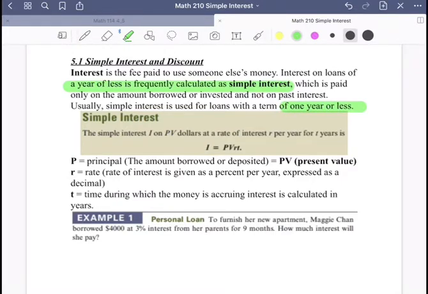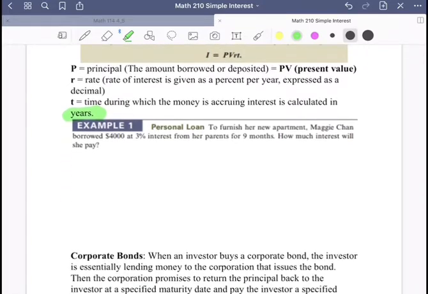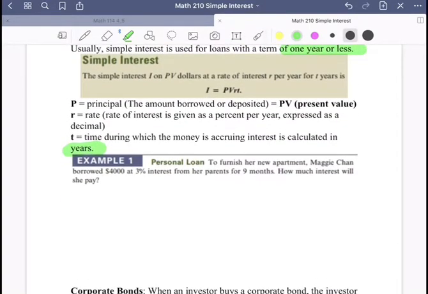So, simple interest. The simple interest I on PV dollars at a rate of interest R per year for T years is I equals PVRT, where PV is present value, also known as principal, or the amount borrowed or deposited. Rate of interest is given as percent per year, expressed as a decimal, and time during which the money is accruing interest is calculated in years. Okay? So, let's see what we have.